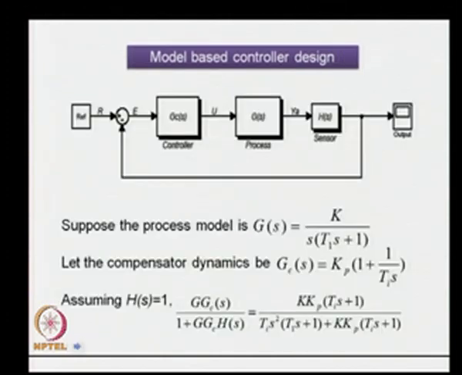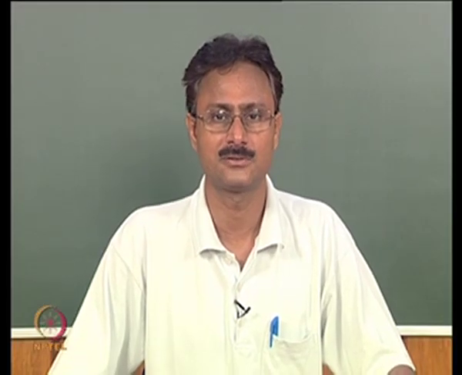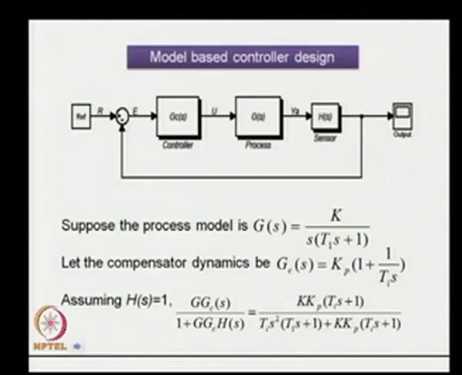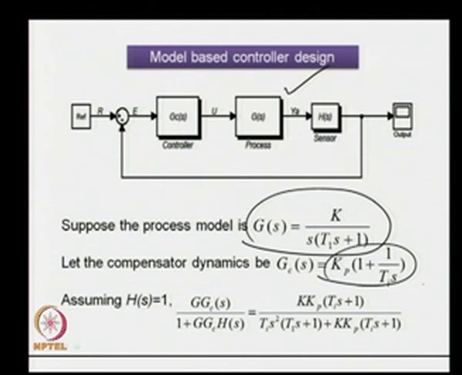Attempt will be made now to design the parameters of a simple controller, assuming that the process dynamics is available in the form of transfer function, model transfer function. Suppose the process model in the series compensation scheme is given by the transfer function K upon s times (T1 s plus 1). Let the compensator dynamics be given by the transfer function Gc(s), which is equal to Kp times (1 plus 1 upon TI s).